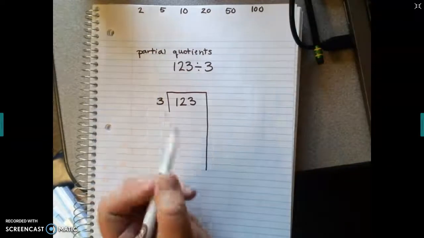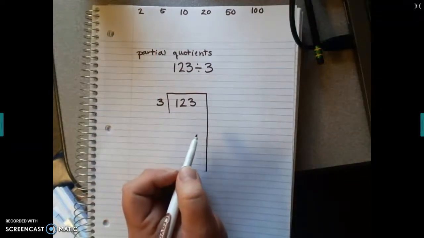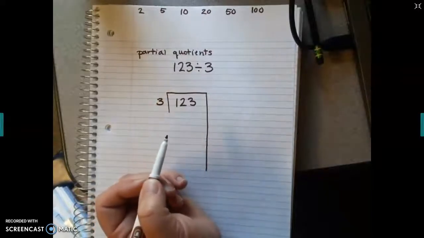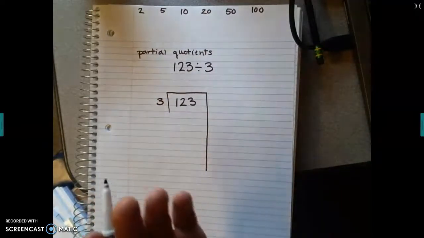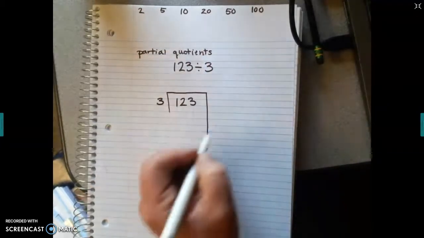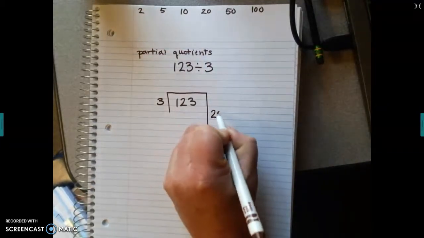So then we go to the next number, which is 20. If we multiplied 3 times 20, we're going to get 60. That number is kind of close to 123. So we're going to use that. So we're going to take 20 and we're going to write it on this side.